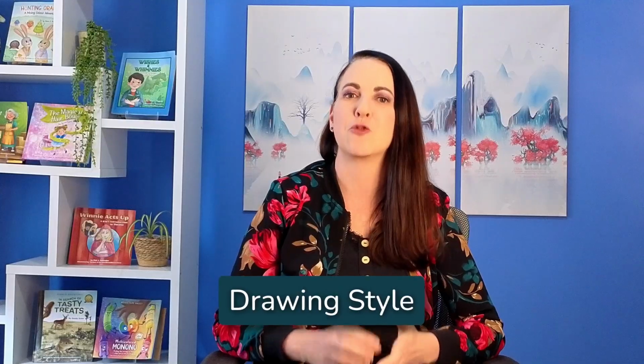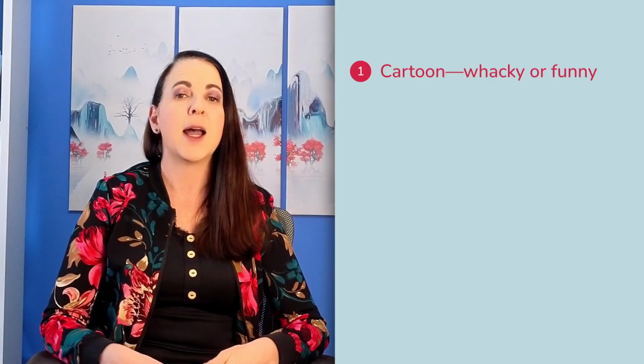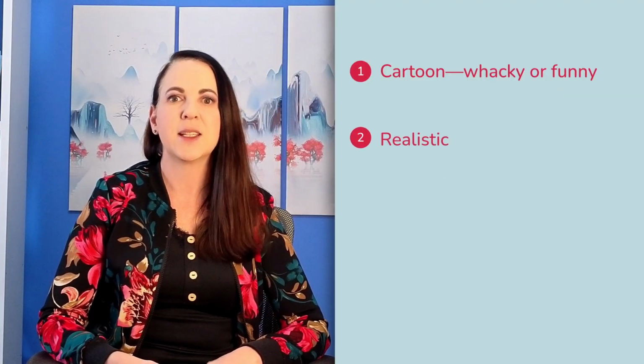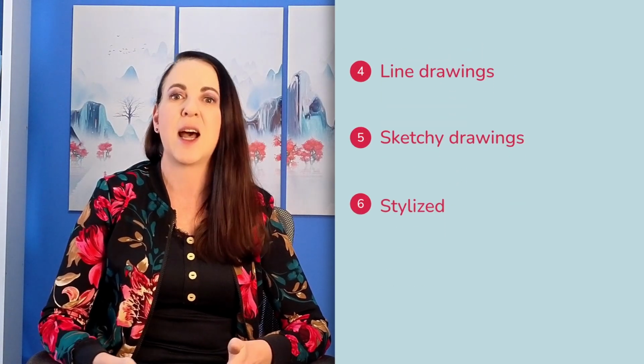Let's start with the drawing style. For children's book, drawing styles include cartoon that's cute or childlike and cartoon that's kind of wacky or funny. It includes realistic, whimsical, line drawings, sketchy drawings, and stylized art. Now, looking at the examples that I'm going to show you, you'll see that the styles overlap. So, for instance, whimsical drawings can also be stylized, and so on.